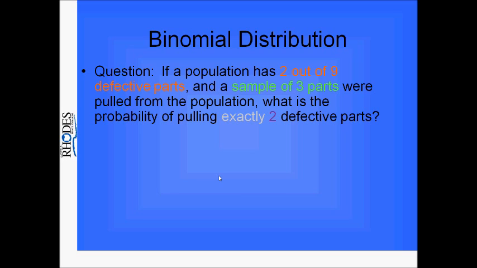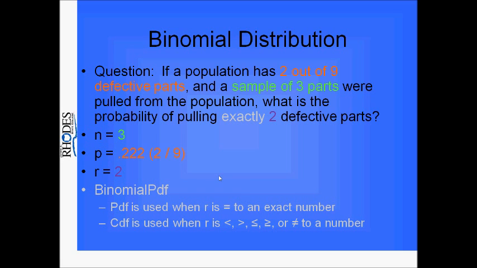If a population has 2 out of 9 defective parts, and a sample of 3 parts were pulled from that population, what is the probability of pulling exactly 2 defects? So exactly 2 should immediately trigger you to start thinking PDF. N was 3, because it's a sample of 3 parts. We got a probability of 22%, or you can type it in as 0.222, or you can type it in as 2 divided by 9 on the calculator. Either one is fine. The R is 2, because we want exactly 2.